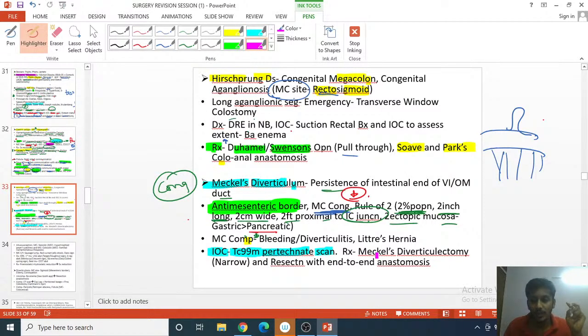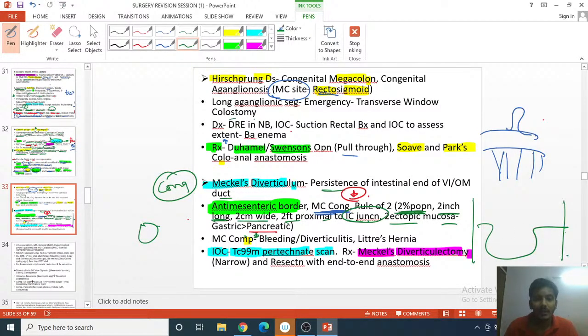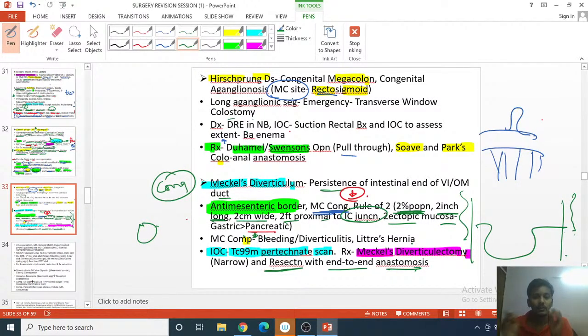What will you perform for treatment? You perform a Meckel's diverticulectomy. If it is narrow, if it is a very small Meckel's diverticulum with a narrow mouth, you just perform a Meckel's diverticulectomy. But if it is very big, if it is wide, then you perform a resection. You cut that part of the intestine, perform a resection with end-to-end anastomosis, and then join this part and that part. So if small, you just perform a Meckel's diverticulectomy. If it is broader, then you perform a resection with end-to-end anastomosis.